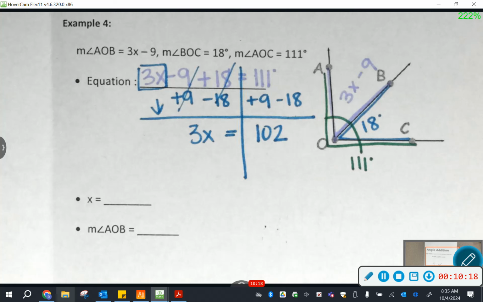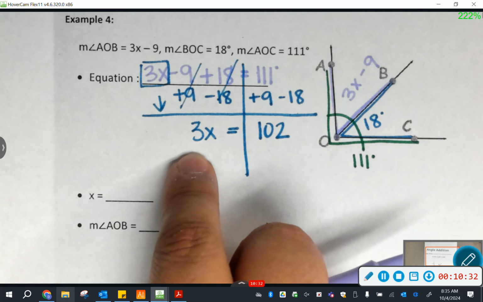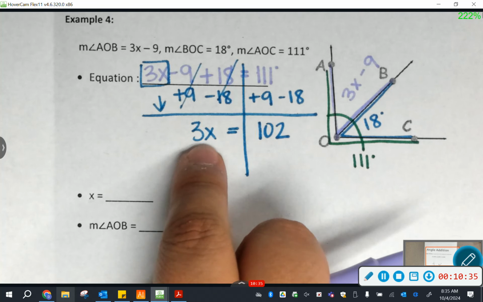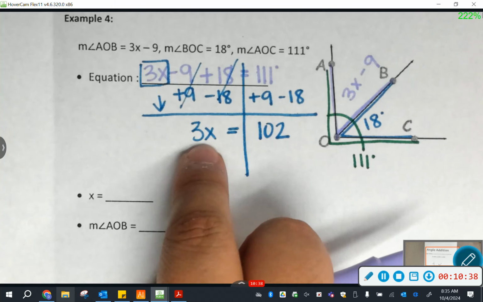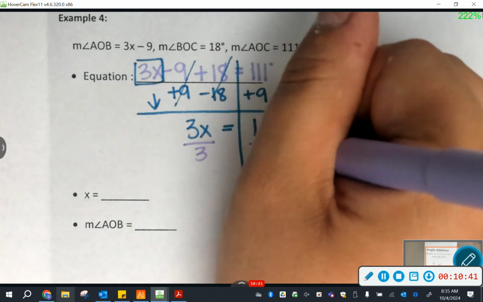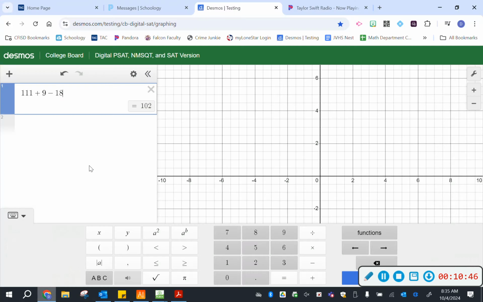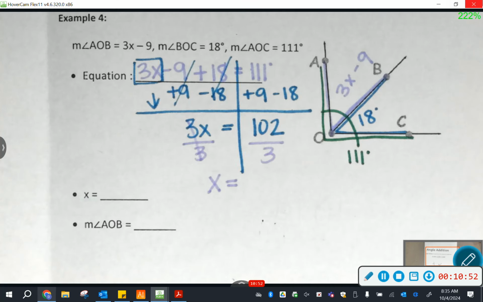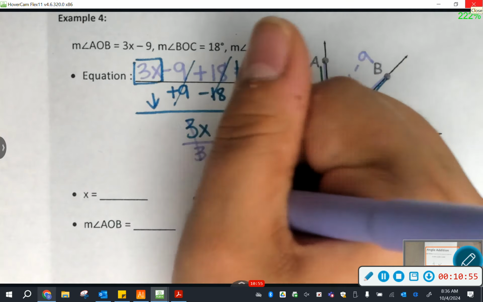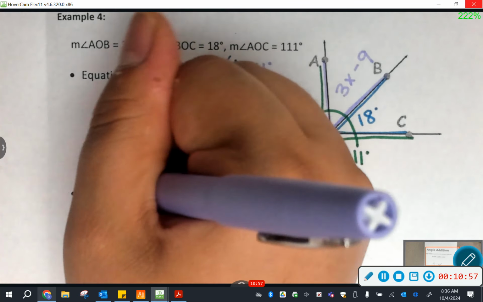You're writing this down with me. Is x by itself? No. Well, there's something next to it. What's next to it? So how do I get rid of 3? Okay. What is 102 divided by 3? X is 34.